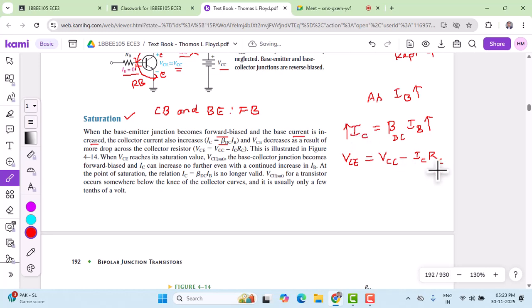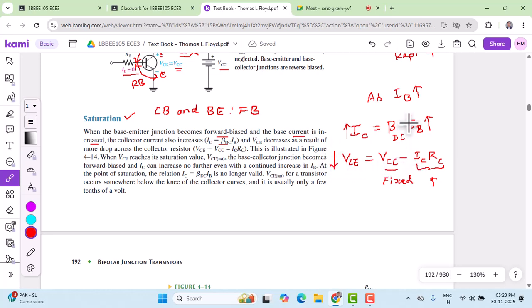As IC increases, the IC RC drop also increases, correct? IC increases and RC is a fixed value, therefore the product of IC and RC keeps increasing. Since VCC is the supply voltage and is fixed here, we are not increasing it proportionately according to the collector current. So therefore, VCE keeps decreasing, right?